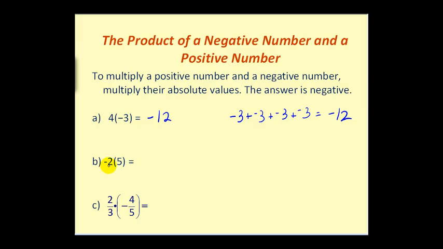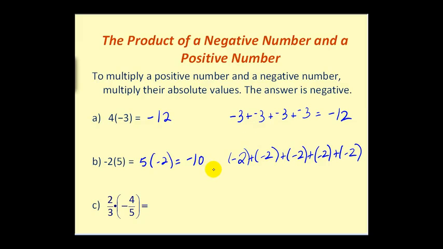On the second problem, negative 2 times positive 5 is going to equal negative 10. But again, we could rewrite this as 5 times negative 2, which of course is still negative 10. But now we can apply the same idea. We want 5 groups of negative 2, so we want to sum 5 groups of negative 2, which would give us the negative 10.